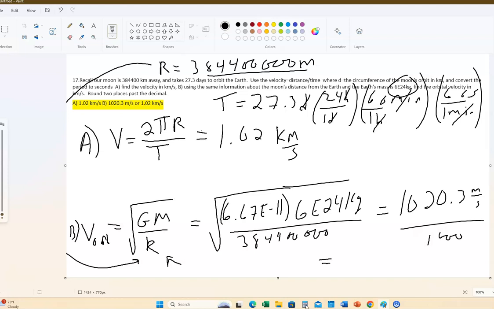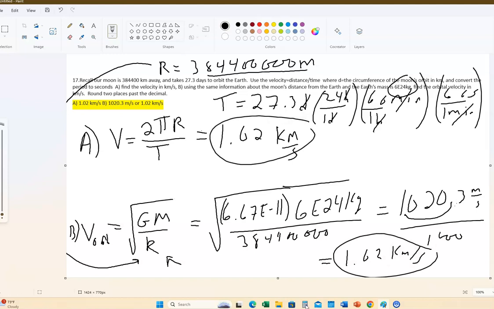All right, so dividing by 1,000, you just move the decimal place three places to the left, and so that becomes 1.02 kilometers per second, which is exactly what we got up here, right? So one is using the geometry of the Earth-Moon system, and the other one is using Newton's orbital equation.